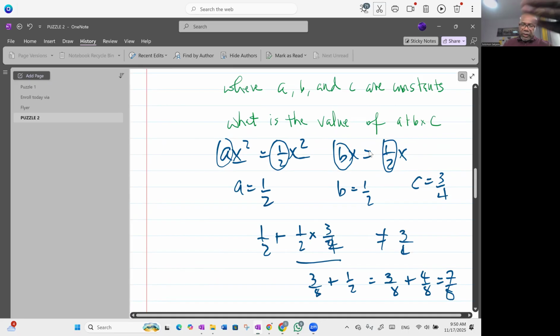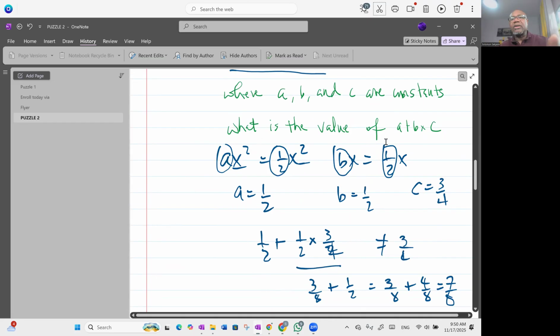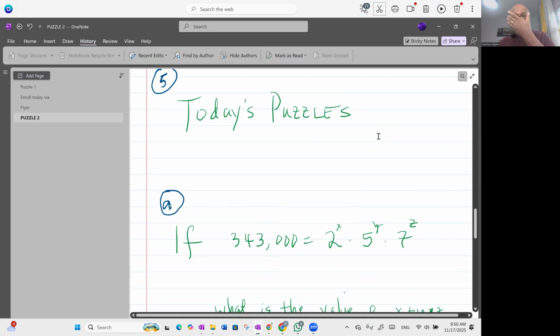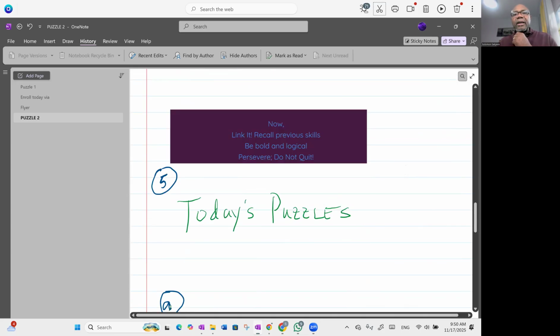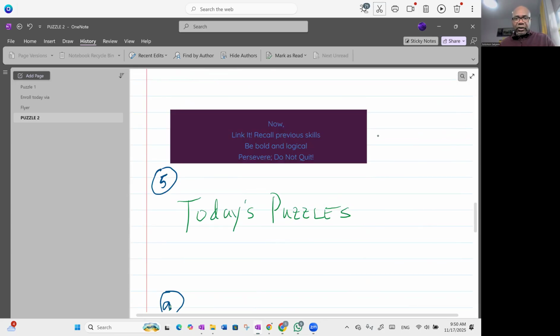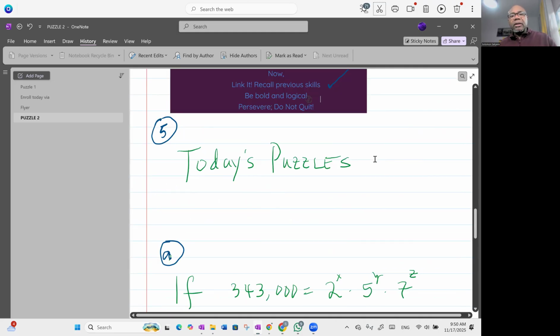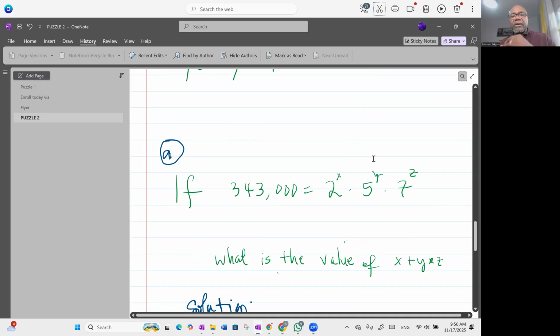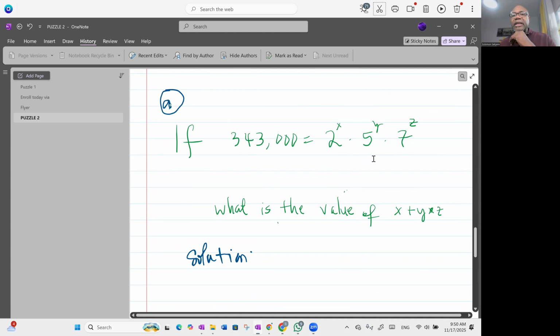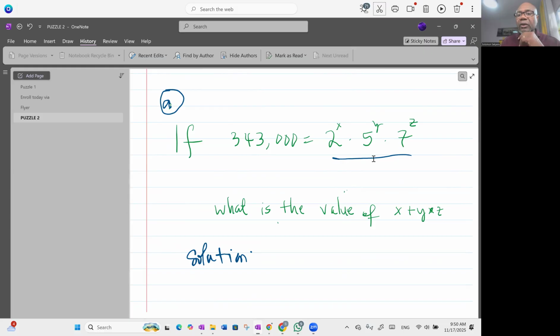So review it. Now that I've given you all these tools, can you look at it and say, link it, recall previous skills, be bold and logical, persevere, do not quit, right? Question number 5 is today's puzzle. Number 1: if 343,000 is equal to this, what is the value of x plus y times z? And I say that x, y, and z are constants, right?